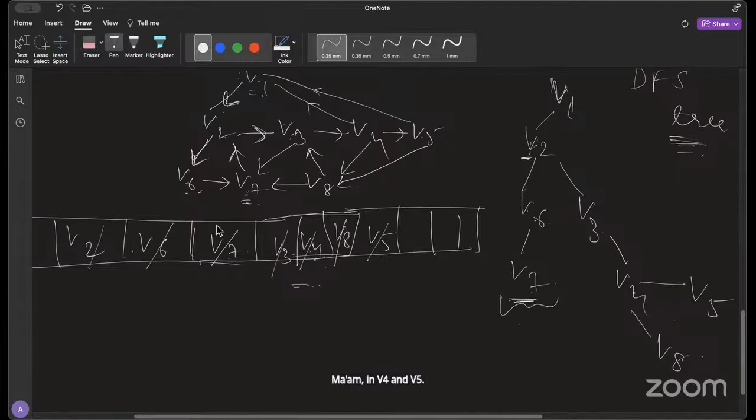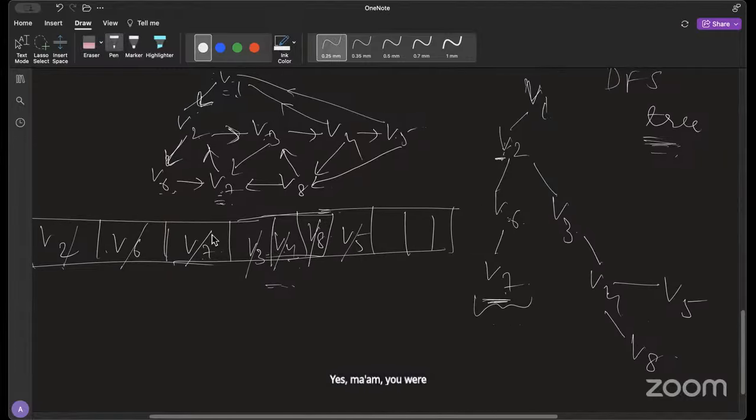V5, like V8 was connected to something. And you can't have an edge here because that's again a cycle. V6, V2, V3, V4, V6. So this is a cycle. You can't have an edge here.